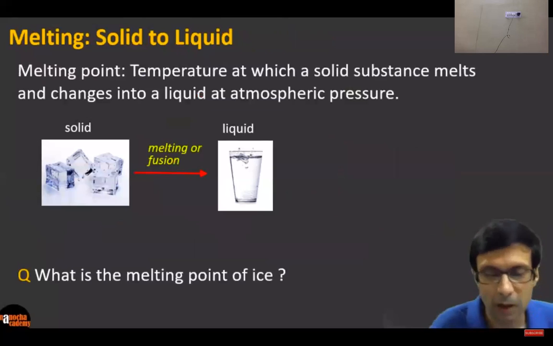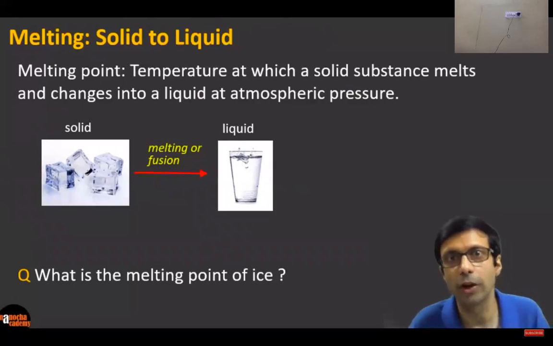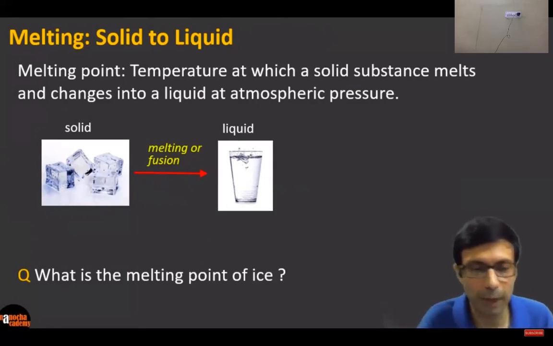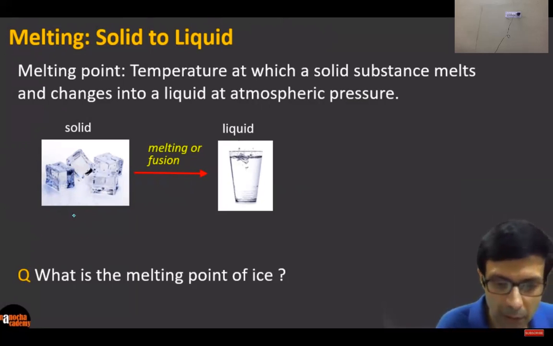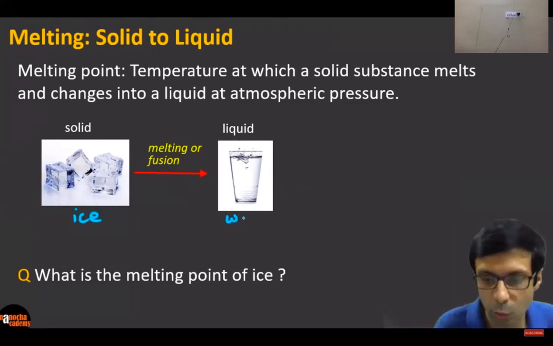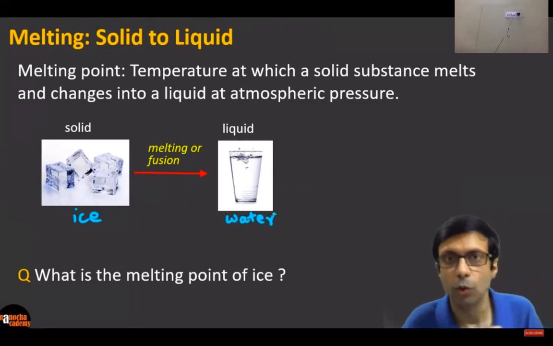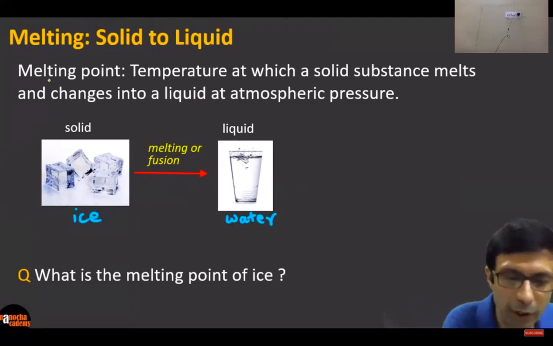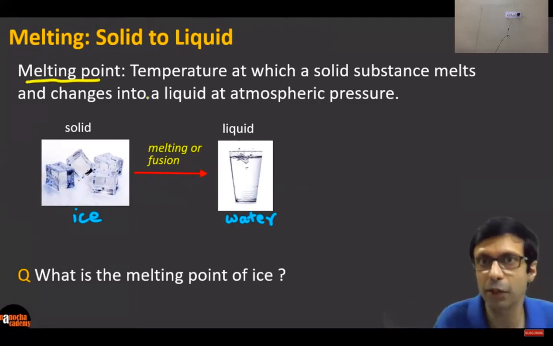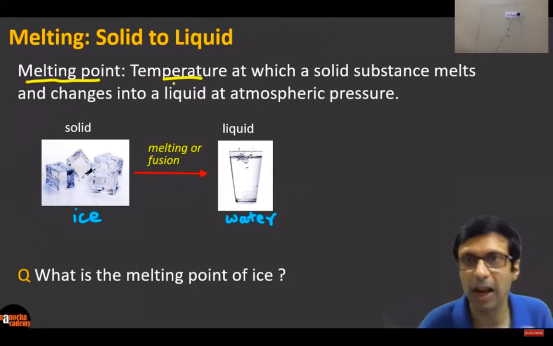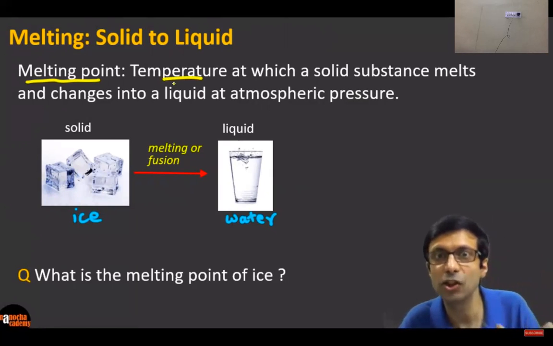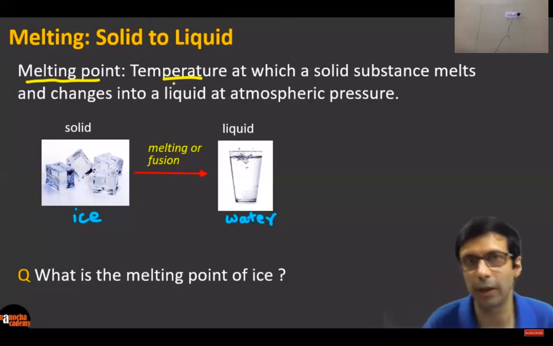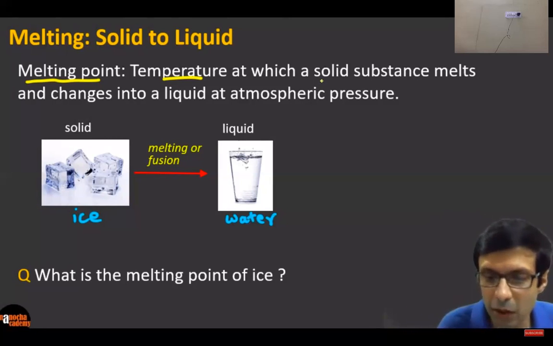Now let's talk about melting, or what we call fusion. So as we saw in melting or fusion, we are going from ice to water. So that's an example. So going from solid to liquid. So when you're doing melting, you're heating it. And there's this important term here known as melting point. What is the definition of melting point? The temperature at which a solid substance melts and changes into a liquid at atmospheric pressure. So this all of us understand, the temperature at which the solid changes into liquid.